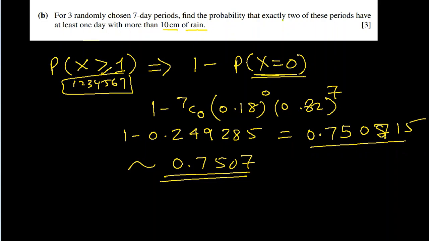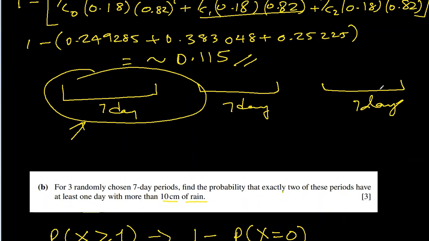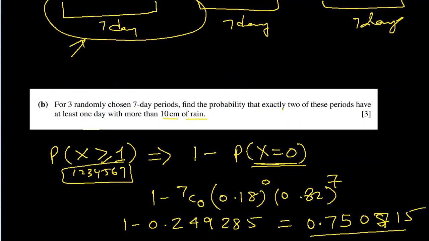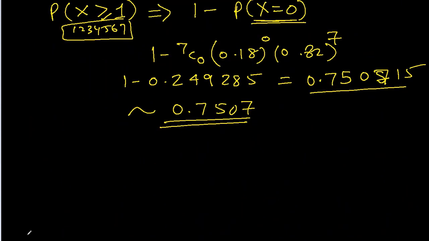But they said exactly two of the 3 sets of 7 days, it rains like this. Again, a binomial distribution here. We have the same 4 conditions meeting. We have fixed number 3. They want exactly, let me use y this time, y equal to 2, exactly 2, no more, no less.